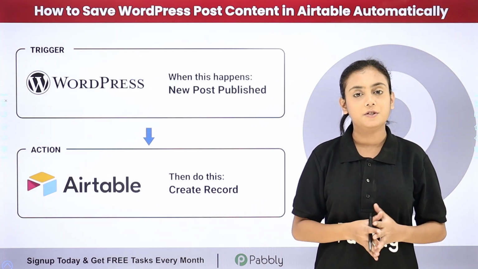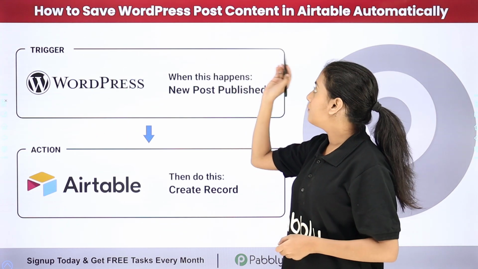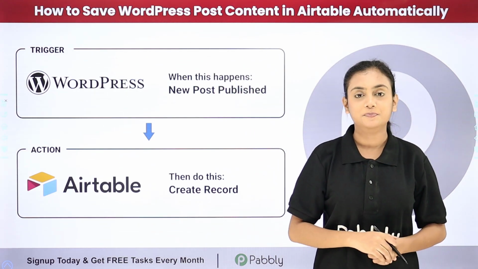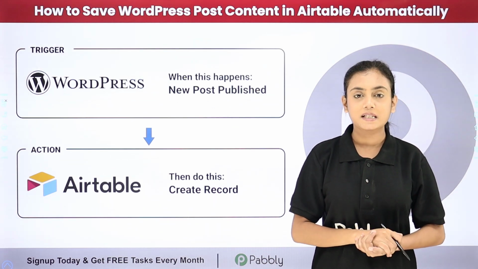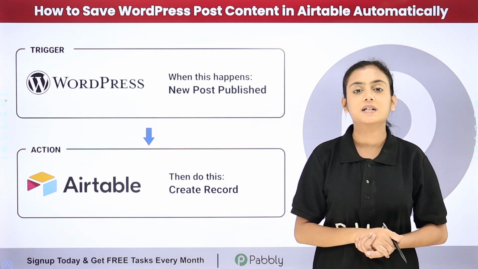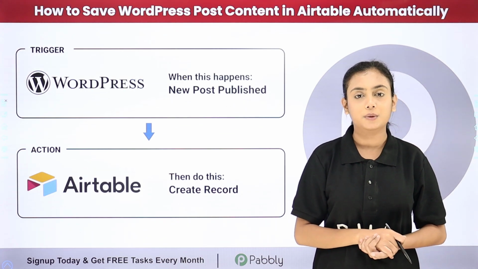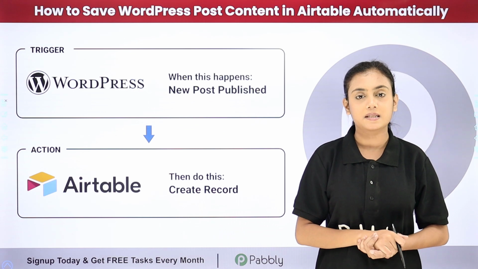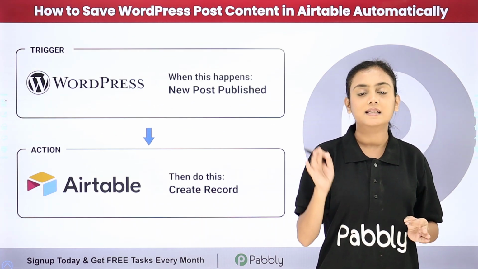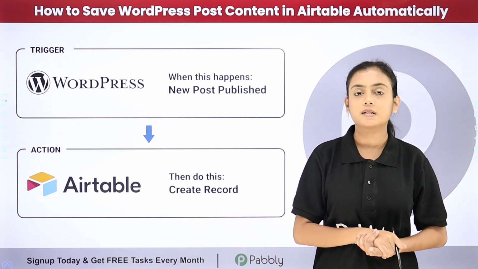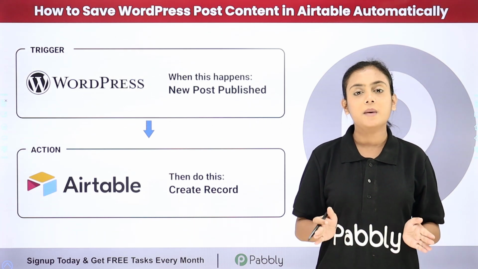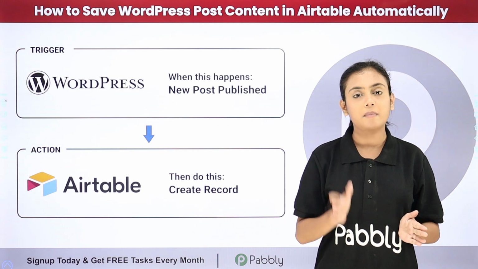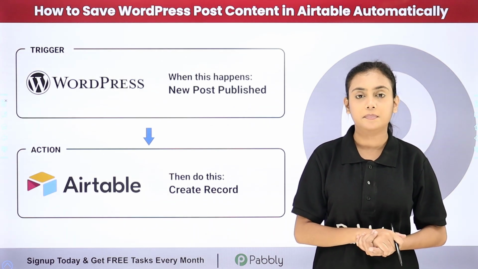In this video we're going to learn how to save WordPress post content in Airtable automatically. So I am an owner of a business and I post content related to my business on WordPress, like blogs and articles related to my business. Here what I want is that as soon as I post new content on my WordPress, a record of that should be created automatically in my Airtable so that I can manage the content data in one place.